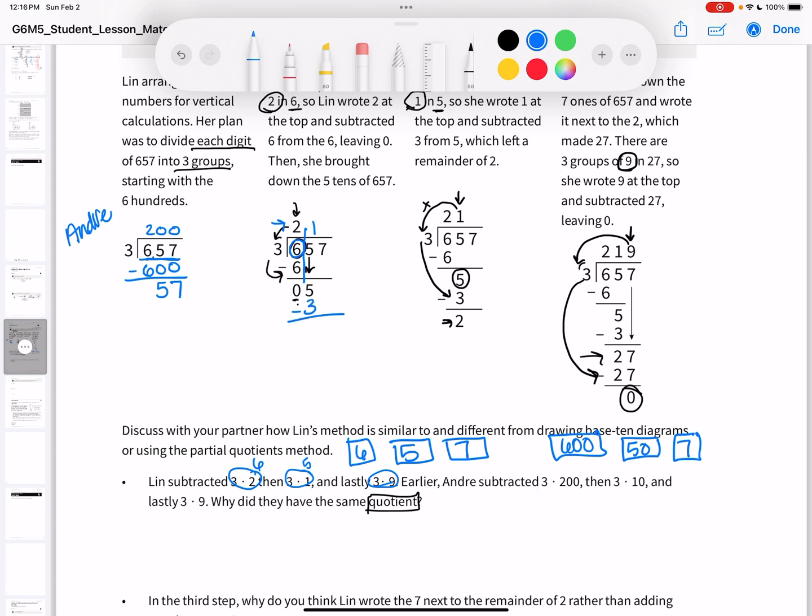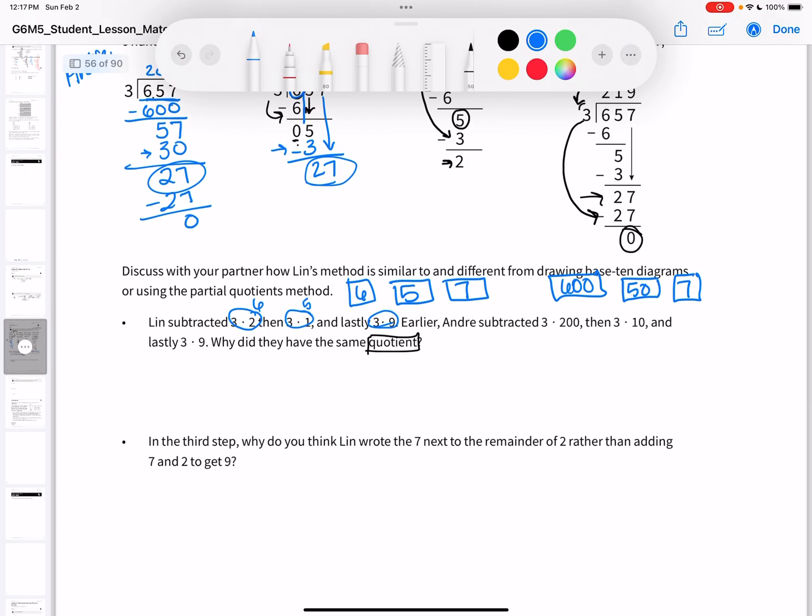right, and she subtracted to get 20, and then she brought down the 7, 27. Andre did 3 times 10, which got him 30. Do you see how we're still getting similar numbers? And subtracted to get 27. So they both are left with 27. And then they both did 3 times 9, which gets us 27, which gets us a 0 at the end. So they did the same method, just looked at the problem differently. Okay? Let's go to the next one.